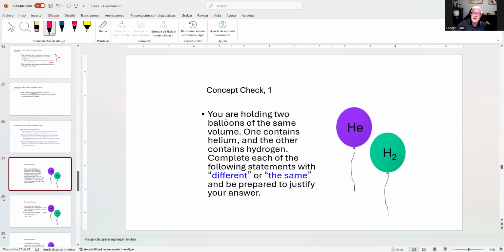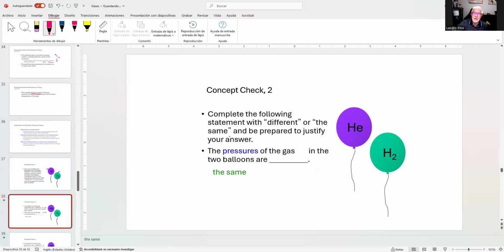Well. You are holding two balloons of the same volume. Volume 1 and volume 2 are the same, but one contains helium and the other contains hydrogen. Complete each of the following statements with different or the same, and be prepared to justify your answer. The pressures of the gas in the balloons are, well, what do you think? The same.